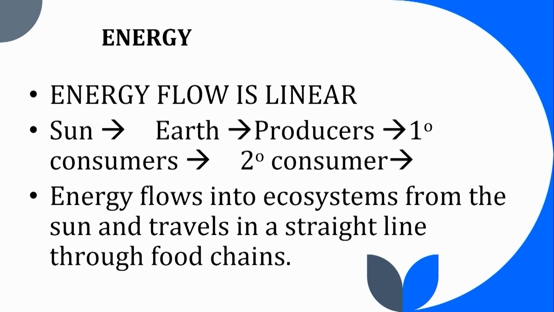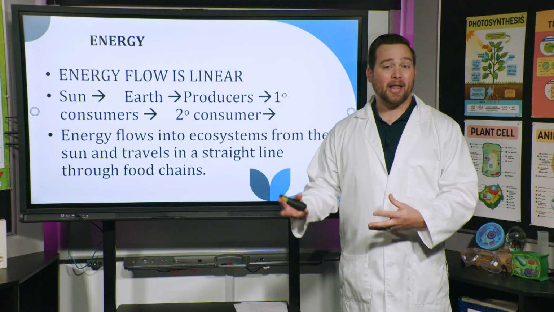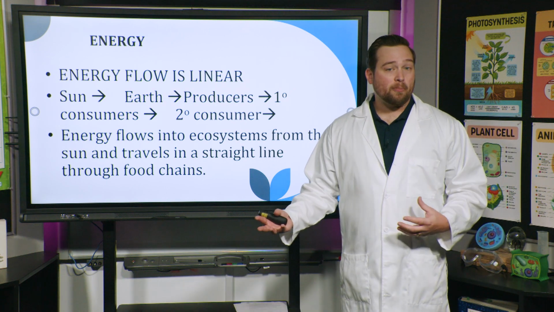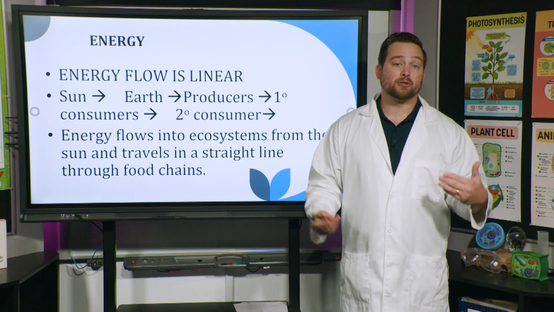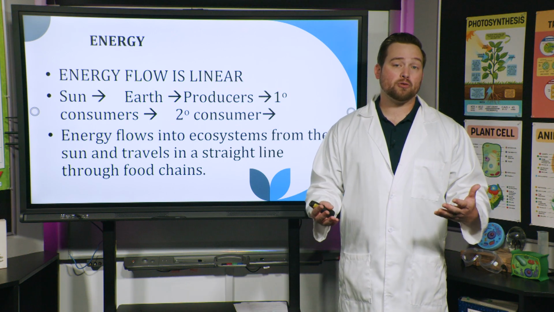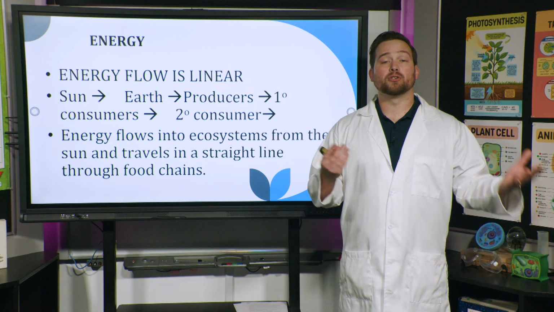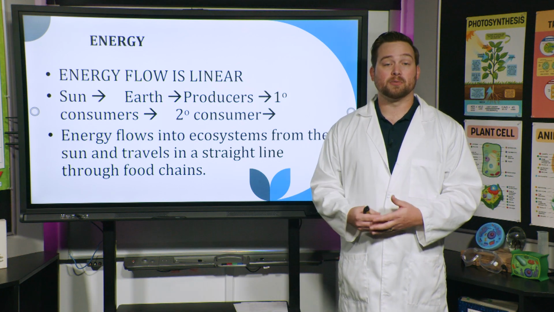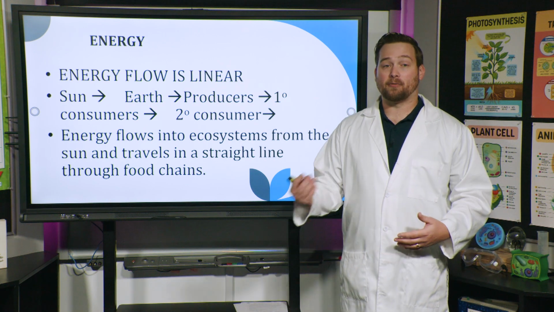When it strikes the Earth, certain organisms can harness that energy. And we call those organisms producers or autotrophs. These are plants, algae, cyanobacteria. Any organism that can capture that sunlight is called an autotroph or a producer. Those organisms take that sunlight and make glucose out of it, but then something's going to eat those types of organisms. This could be like a grasshopper, any type of insect, any type of herbivore.